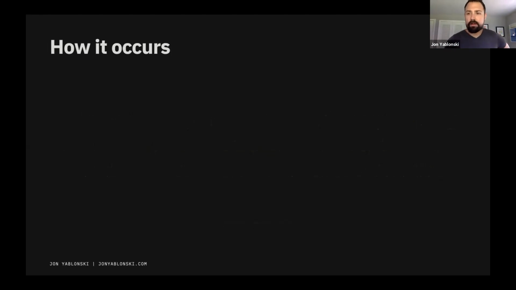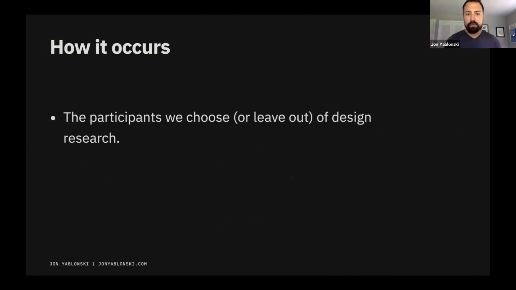So how does this occur? The first is that it starts in design research with the participants we actually choose, right? The people we decide to talk to. A lack of participant diversity will inevitably lead to a lack of data diversity. And if we're only considering one perspective, it will reduce the reliability of the data overall.